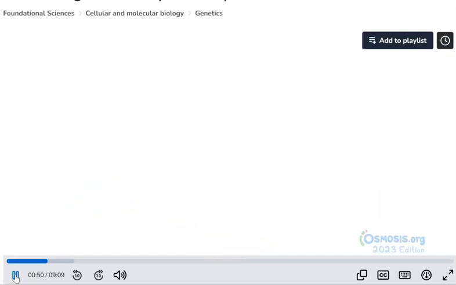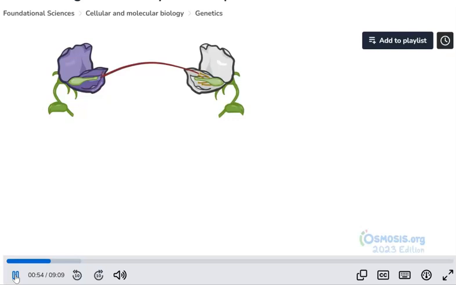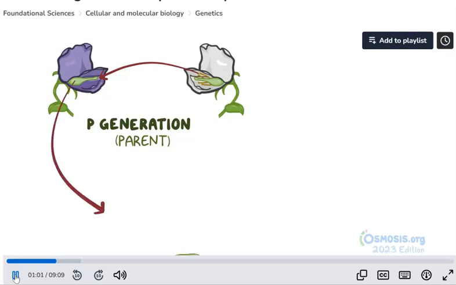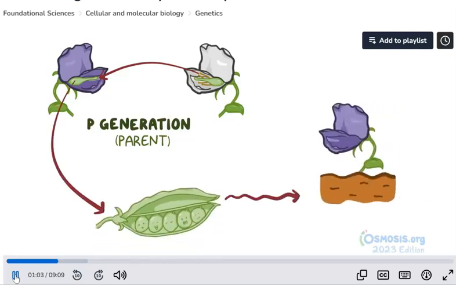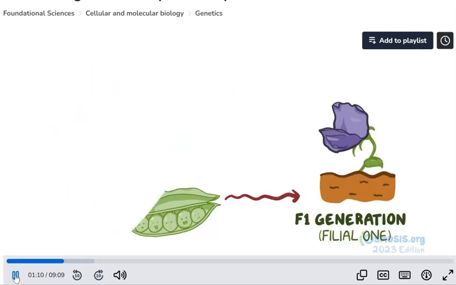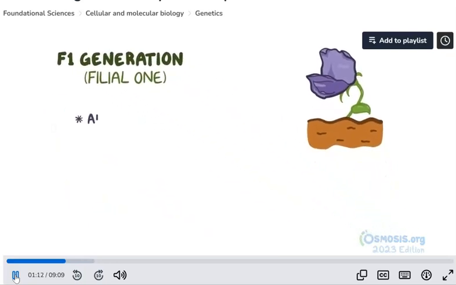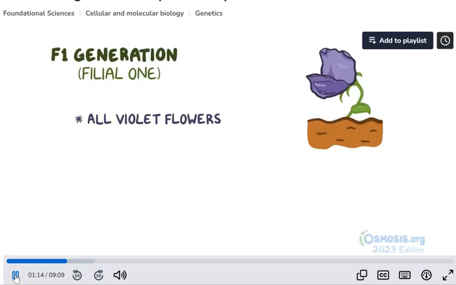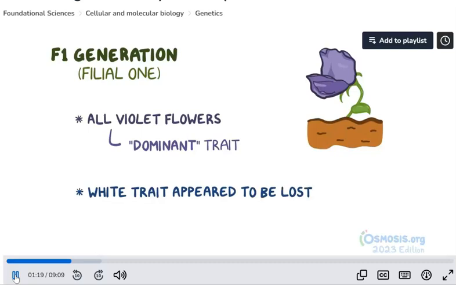So to start out, Mendel took plants with violet flowers and plants with white flowers, and crossbred them. This original group of flowers is called the P generation, as in parent. And then when he obtained some peas, he planted them and got more plants, and the flowers in this offspring generation were called F1, or filial 1. It turns out that the F1 generation consisted of all violet flowers, so we called the violet trait dominant, while the white trait, which appeared to be lost in the F1 generation, was called recessive.